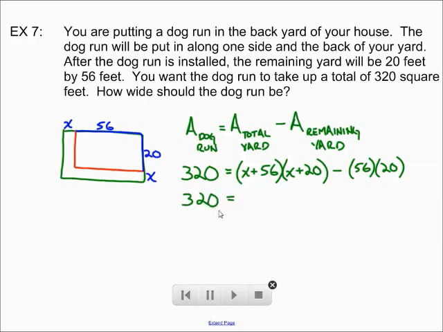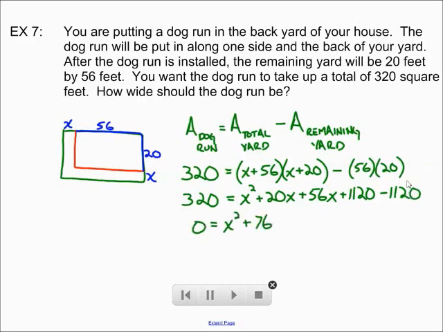All right, so first of all, we can start by multiplying and simplifying the right side here. Okay, x times x is x squared, x times 20 is 20x, 56 times x is 56x, and 56 times 20 is 1120. We also have 56 times 20, which is 1120 here. Put this in standard form. Obviously those cancel out, and we'll subtract 320 from both sides.